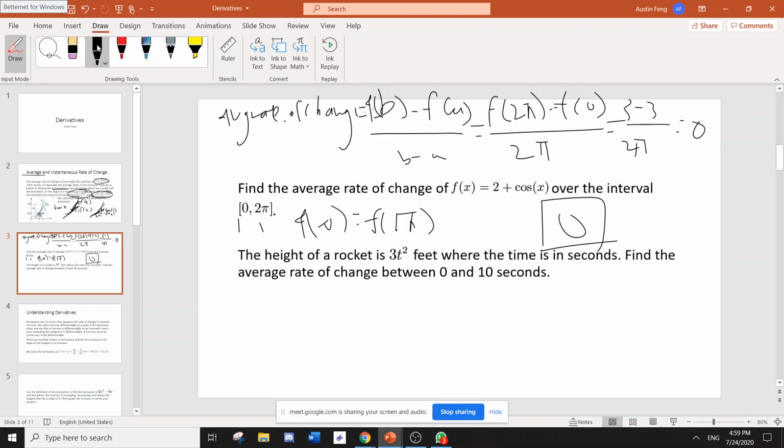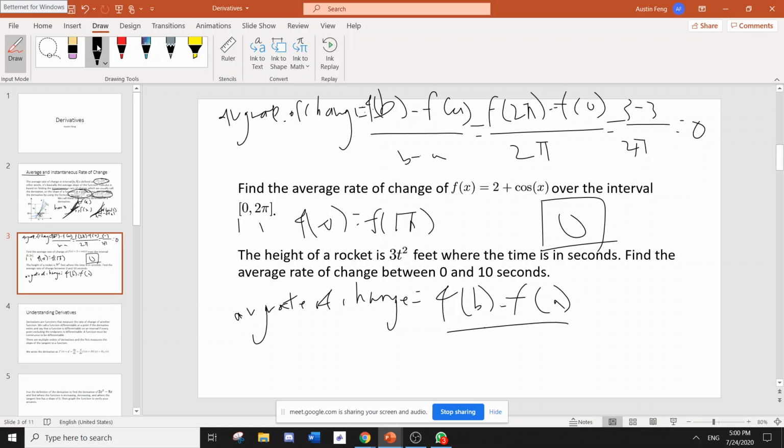For the second problem, the height of a rocket is 3t squared feet, where time t is in seconds. Find the average rate of change between 0 and 10 seconds. Okay, so we say that the average rate of change is equal to f of b minus f of a all over b minus a, which is f of 10 minus f of 0 all over 10.